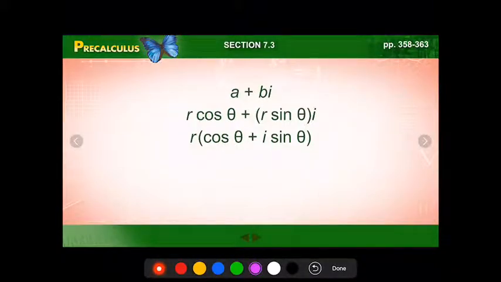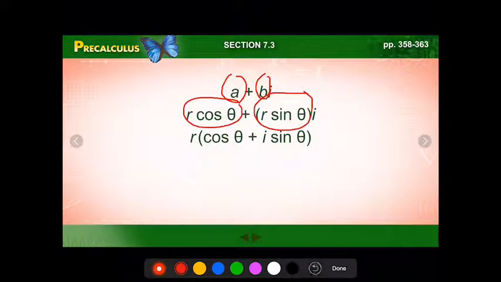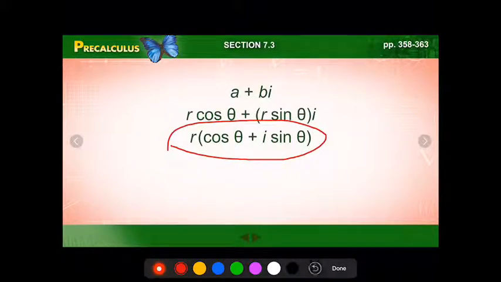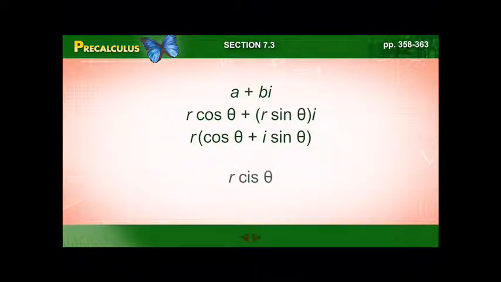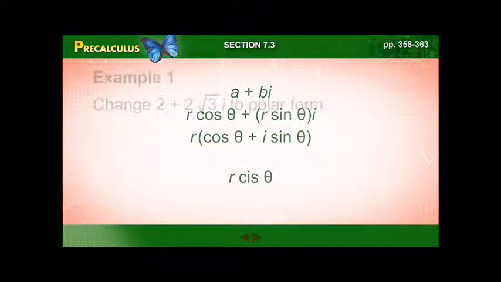Again, let me help you understand this. This on the previous slide was equal to this. B is equal to r sine of theta, so it's just substitution. And then they both have r in them, so they factor out the r, and that's where they get this expression right there. That's actually very important, because that is written as r cis of theta. This is what the polar coordinate system actually equals. So it's very important to have these things written down.